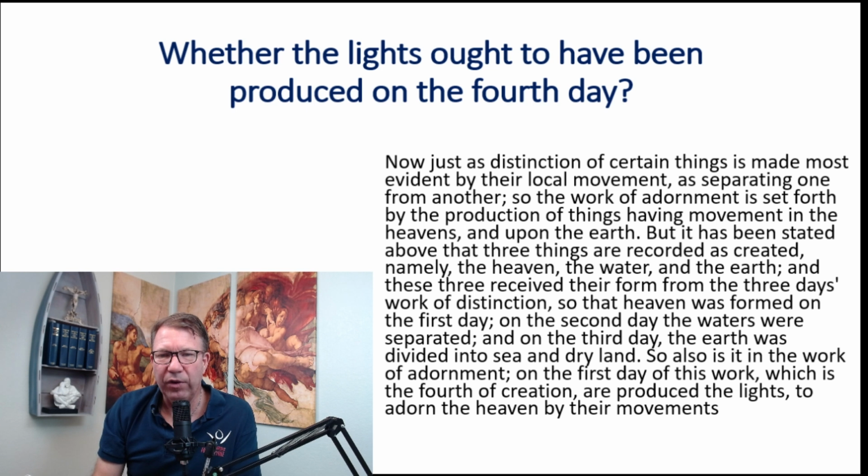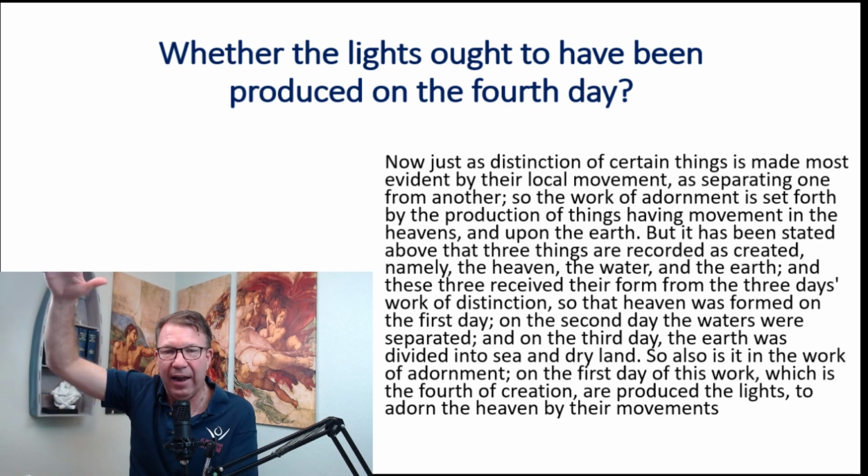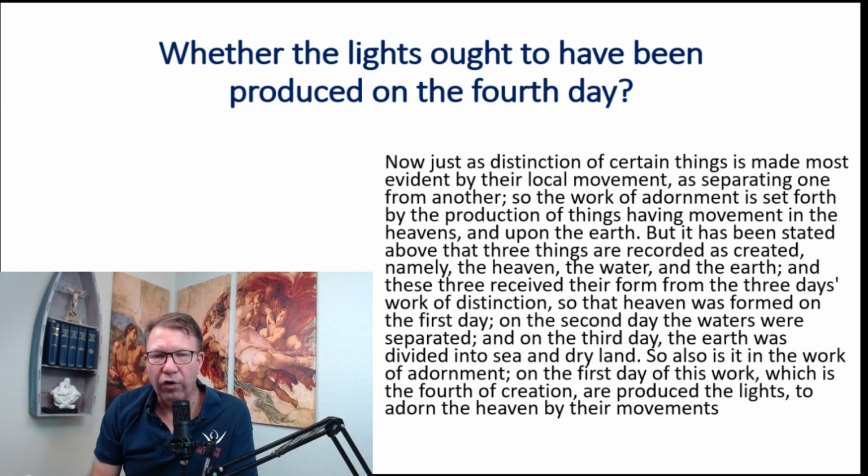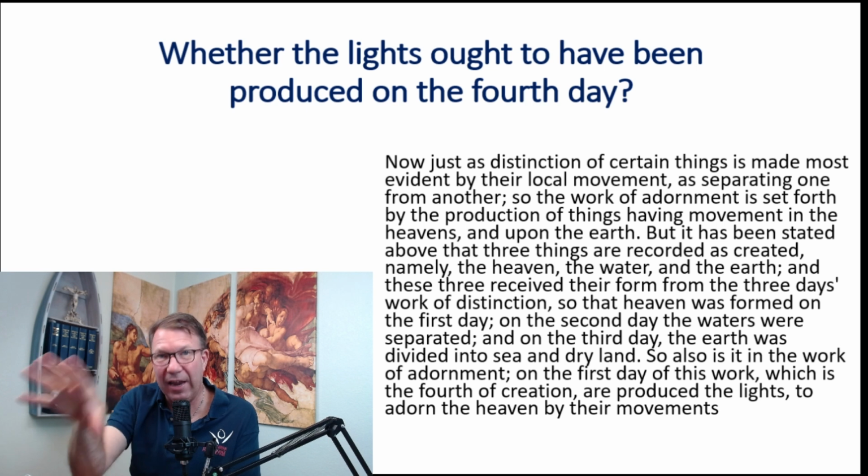And these 3 received their form from the first 3 works of distinction, okay, first 3 days, so that heaven was formed on the first day. On the second day, the waters were separated, and that's when you had the sky. And on the third day, the earth was divided into sea and dry land. And so it is in the work of adornment. On the first day of this work, which is the 4th of creation, are produced the lights to adorn the heaven by their movements.